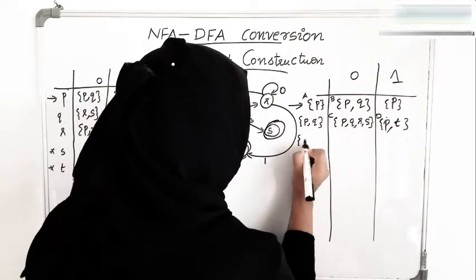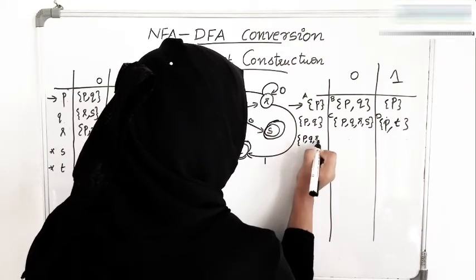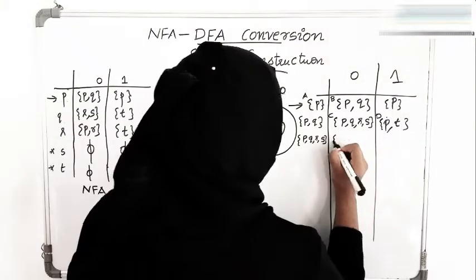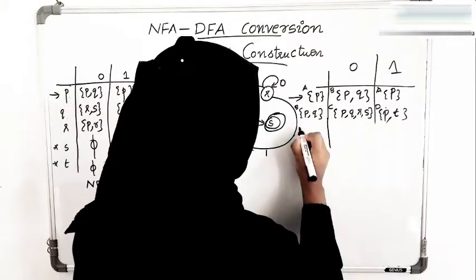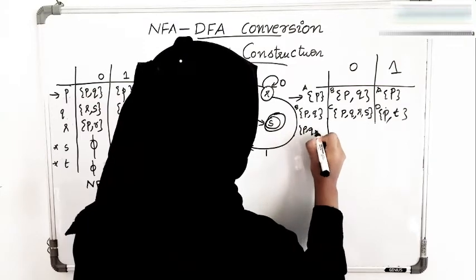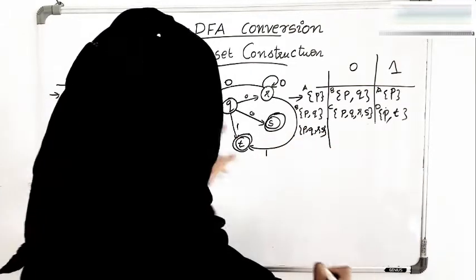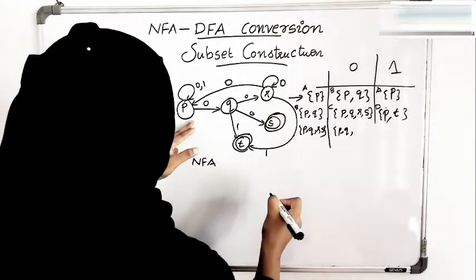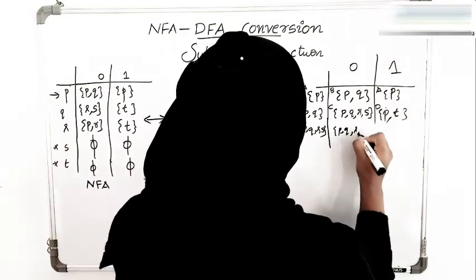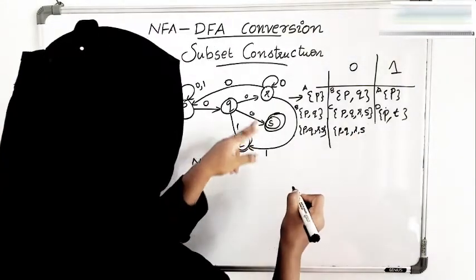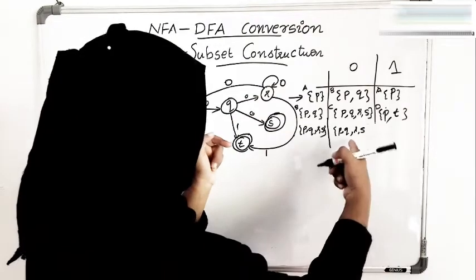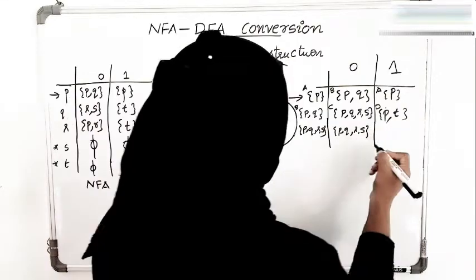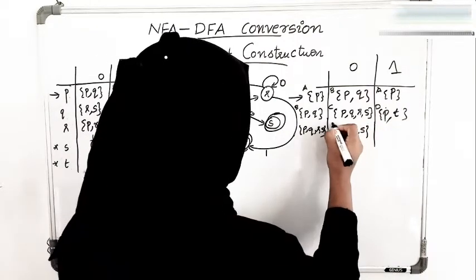Now we will take C. P, Q, R, S. P on 0 gives P and Q. Q on 0 gives R and S. Now R on 0 gives R itself and P, both of them are written, and S on 0 gives you nothing. So that's it. Now this is the same set C.